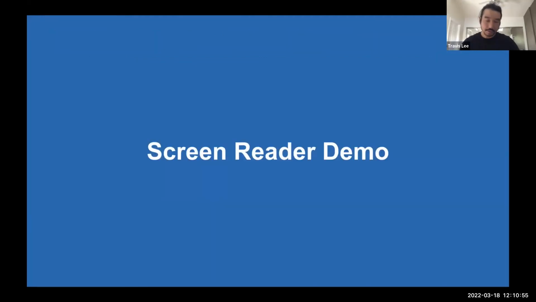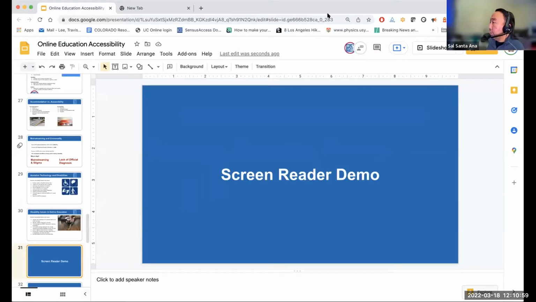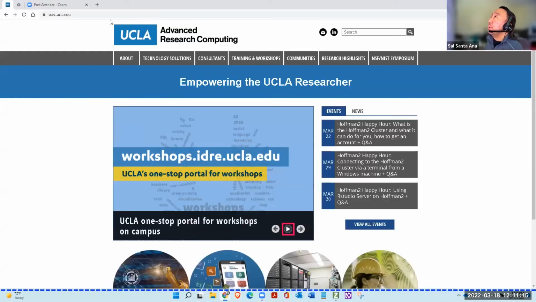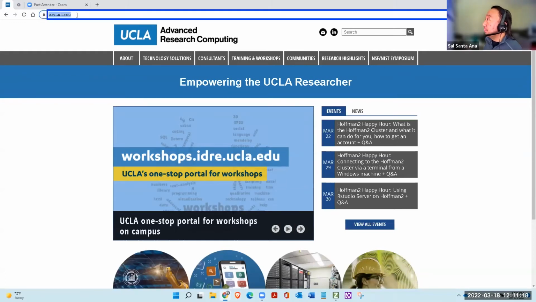Okay, so now we're going to do the screen reader demo with Sal. I will share my screen. I will do a quick screen reader demonstration while I show you what I look for when I test a website for accessibility.